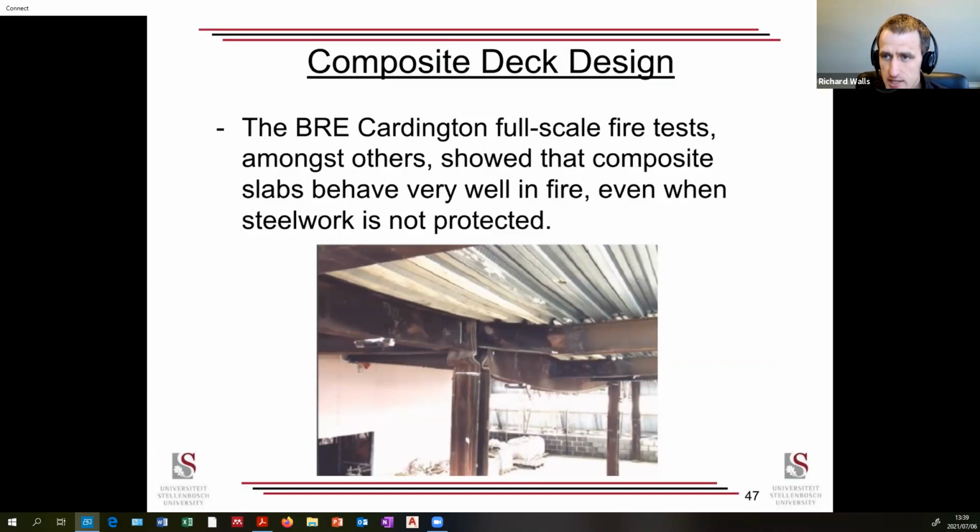Composite design. Composite is another area where you can save a lot of money. And the BRE Cardington full-scale test, amongst many others, showed that composite slabs behave very well in fire, even when steelwork is not protected. In this compartment, there was no passive protection on that steelwork. Temperatures got above 1,000 degrees Celsius, but nothing collapsed. So normally we say collapse at 450, or 500, 600 degrees Celsius, a critical temperature. This got to 1,000 and it was still fine.